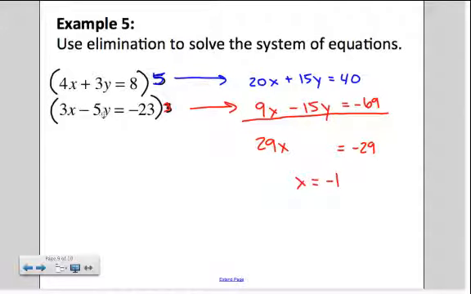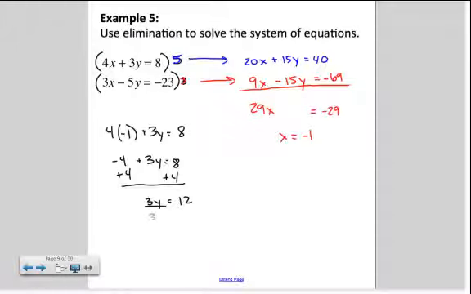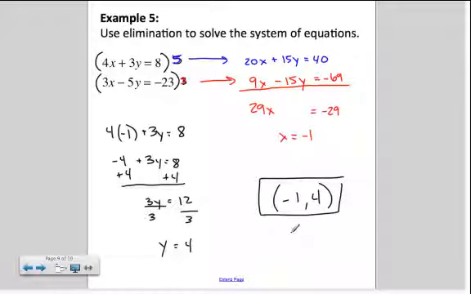Well, now I can pick either one of these equations and plug in negative 1 for x. The second one has nasty negatives, so honestly, I just want to make my life easier. I'm going to pick the first equation. 4 times negative 1 plus 3y equals 8. So I've got negative 4 plus 3y equals 8. Add 4 to both sides. So 3y equals 12. Divide both sides by 3. Y equals 4. So my point is negative 1, 4. Ta-da! All right. So we have solved by elimination.